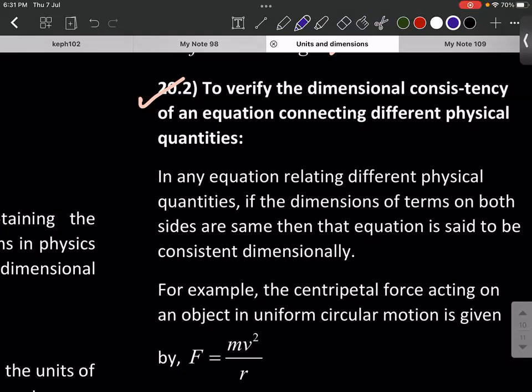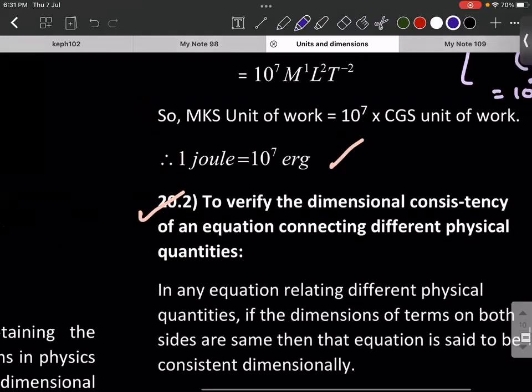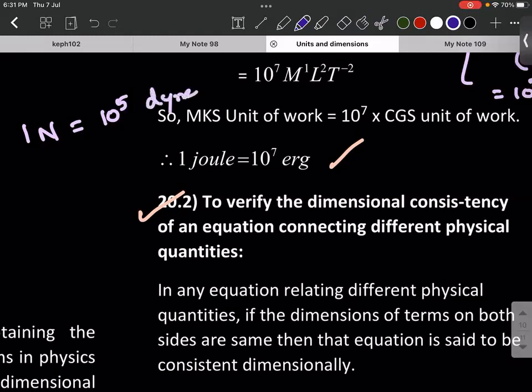So what is the answer? 10 power 5. So you will have 1 Newton is equal to 10 power 5 into something. Any idea what that something is? It's called dyne, D-Y-N-E. In CGS system, force is called dyne.